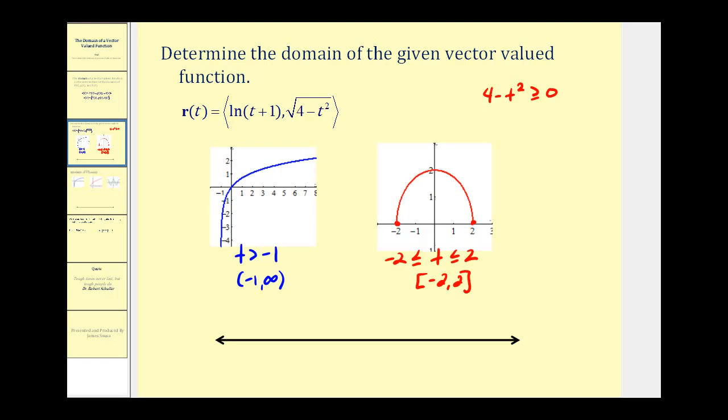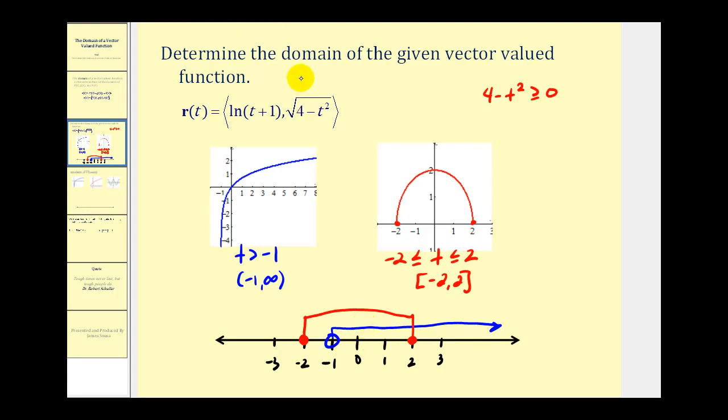Now we want to graph these two intervals on the same number line and determine where they intersect. So for t greater than -1, we'd have an open point on -1, with an arrow to the right. And for this interval, we'd have two closed points, one on -2 and one on +2, and the interval is between. So it would look something like this. The intersection would be the values where it's graphed both in blue and in red.